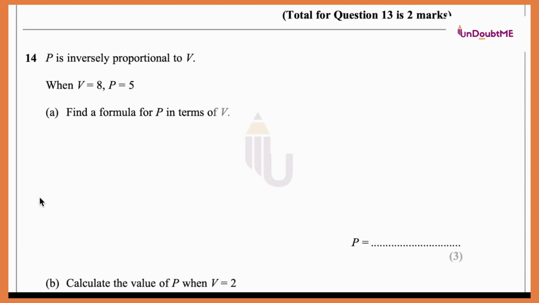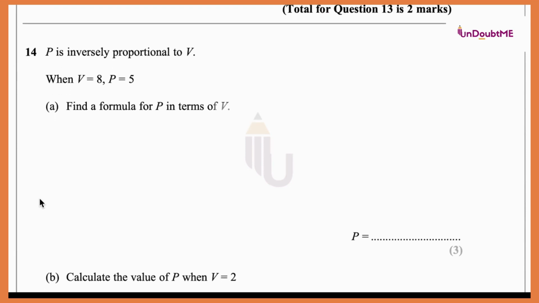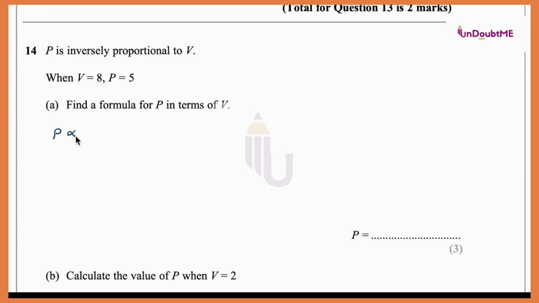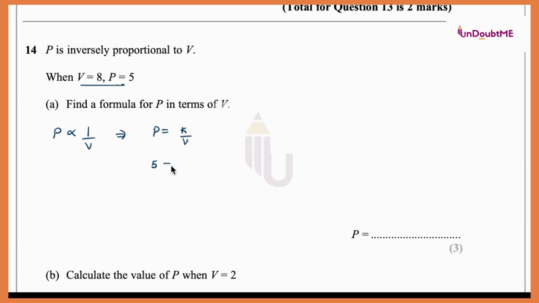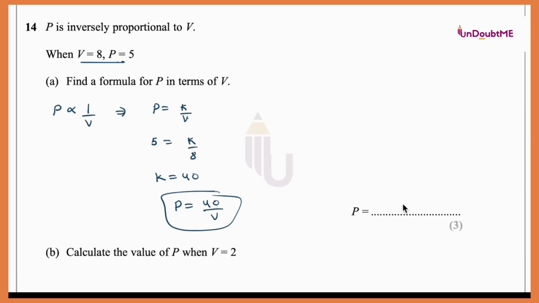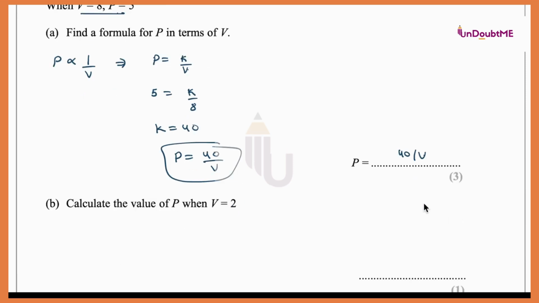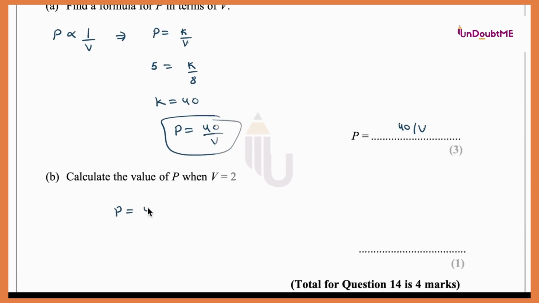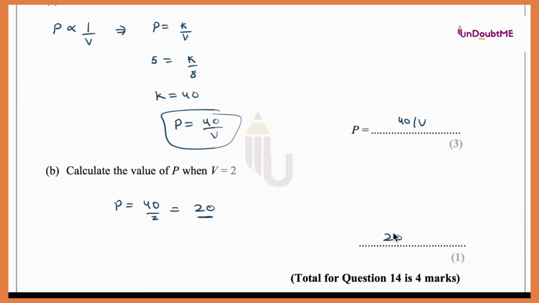Next question. P is inversely proportional to V. That gives P is equal to K over V. These two values are given to get the K value. So P is 5, K over 8, and K is 40. That will give me P is equal to 40 over V. That's the formula. That is the first answer. Calculate P when V is equal to 2. So P is equal to 40 over 2. That will be 20, and this will be the answer.